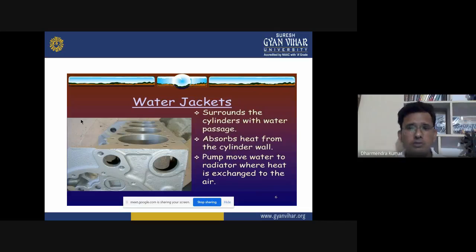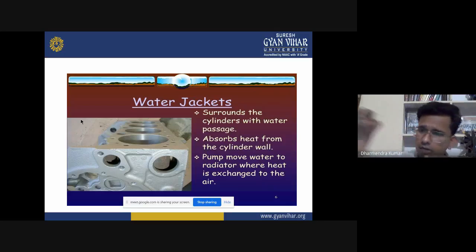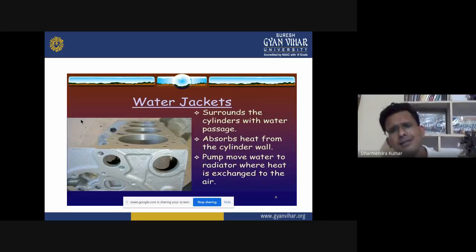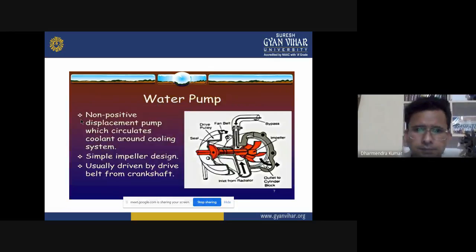Because once we fill the radiator with water, it circulates around all the parts which may be damaged due to the rise in temperature. Then lastly, when water comes to the radiator after taking heat from those parts, the radiator has various fins which dissipate the heat to the surrounding air. This is the function of the radiator.